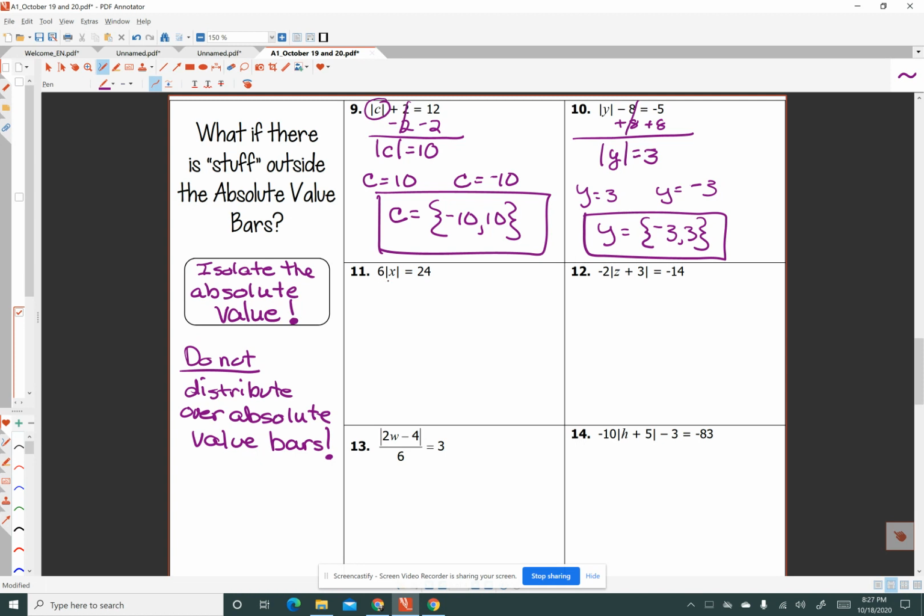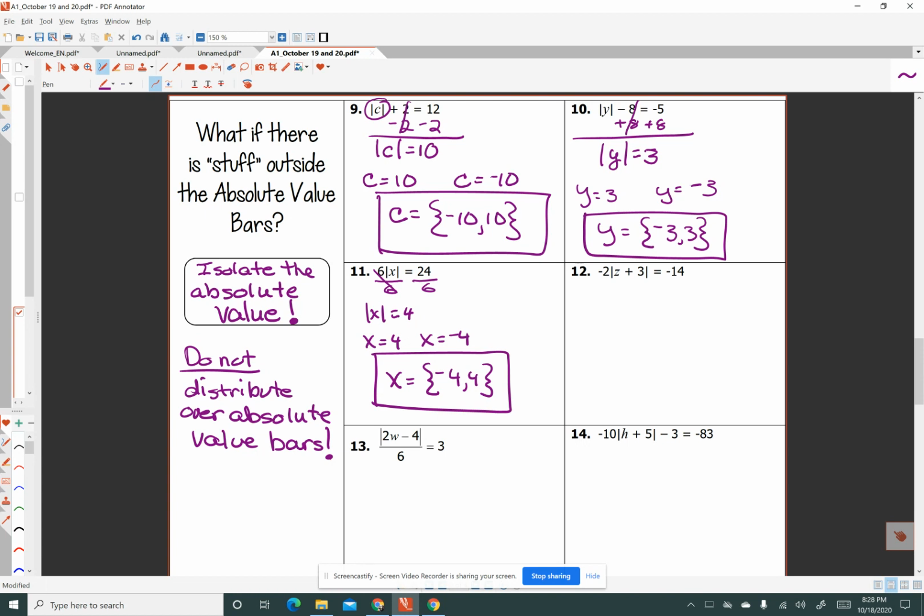So what we have in number 11 is the absolute value of x is being multiplied by 6. So the opposite of multiplication is division. It's the inverse operation. So we'll divide both sides by 6, and then we will have the absolute value of x equals 4. We'll set our two equations, x equals 4, x equals negative 4. So our final answer, the absolute value of x equals all the set of numbers that includes negative 4 and 4.